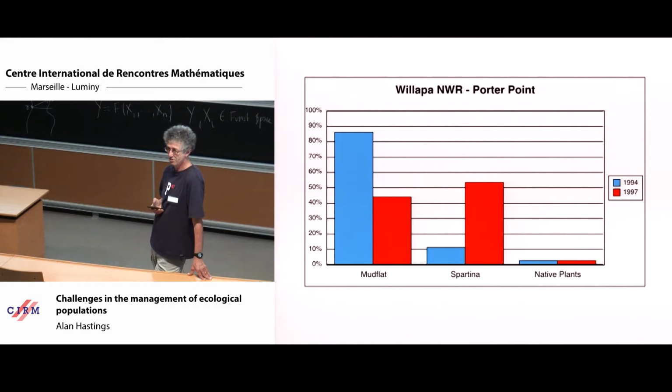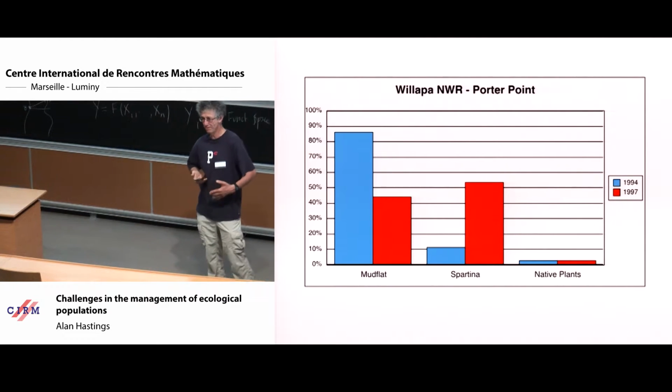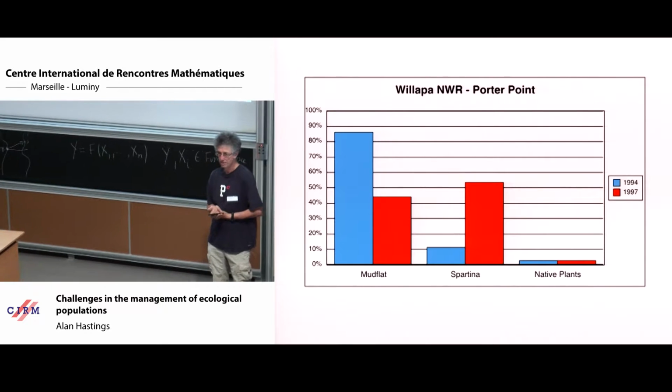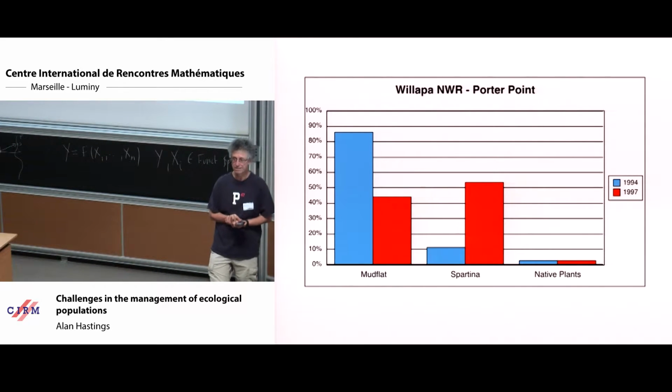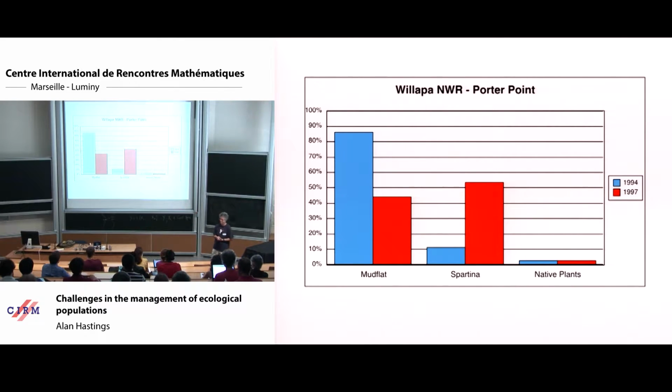There's an oyster industry there, which actually consists of introduced oysters, but they're farmed. And also, it's one of the very few places where birds can stop off to feed on the west coast of the US, because the west coast is very different from the east coast.